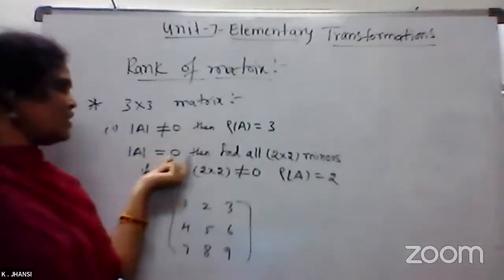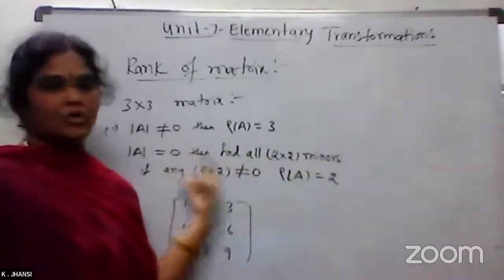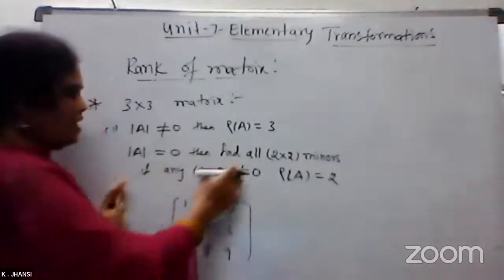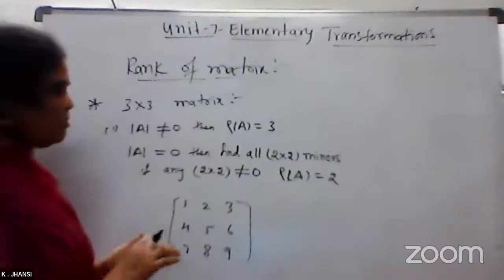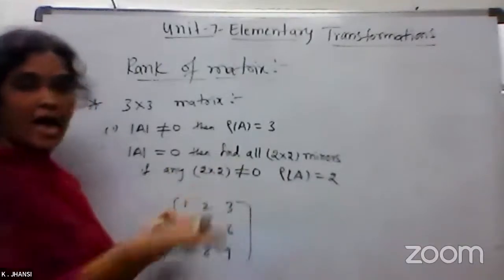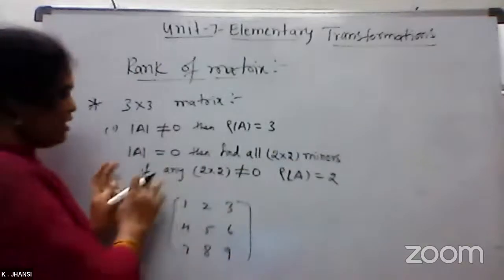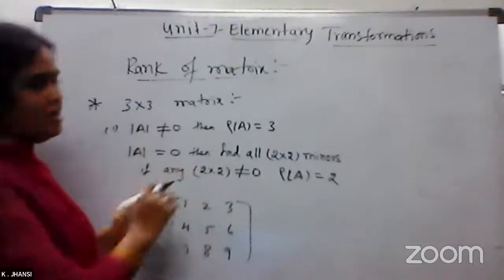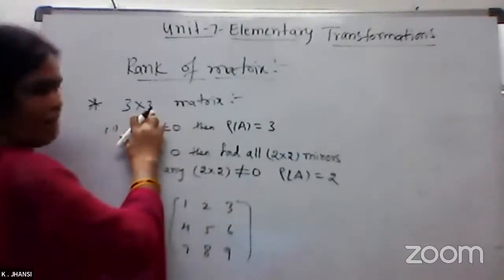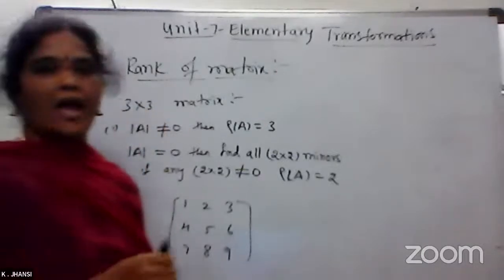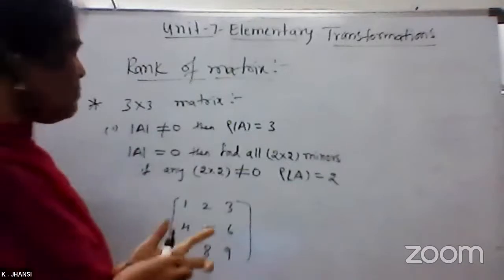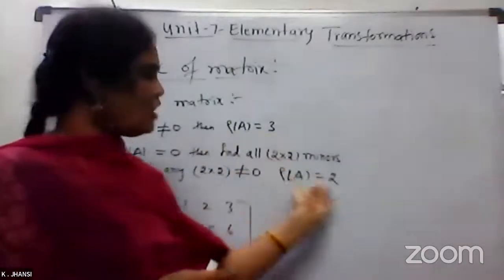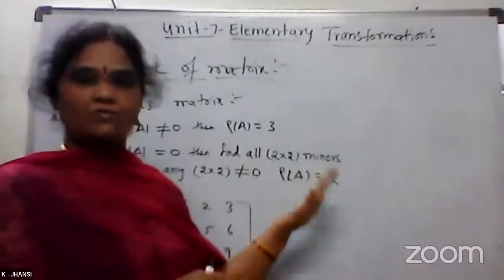If you are getting 0, then find all the minors of the matrix. In some cases it depends on the given problem. If you are getting all minors as 0, the third condition will apply. So for a 3 by 3 matrix, you may get the rank as 3, 2, or 1. It is not compulsory that you get only 3 or 2. Even you may get the rank as 1 also.